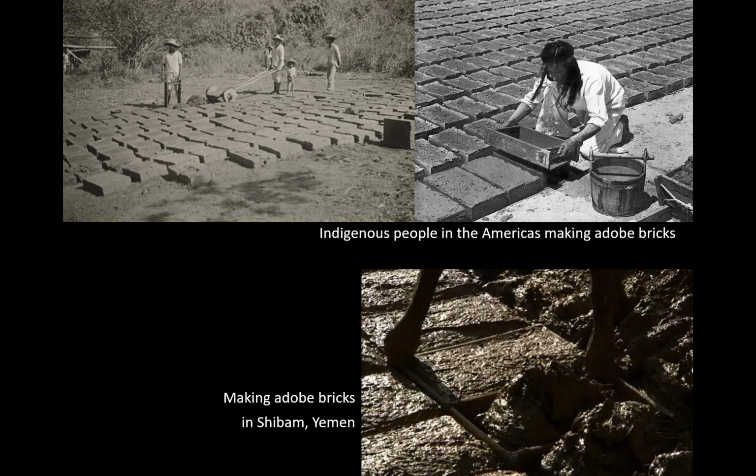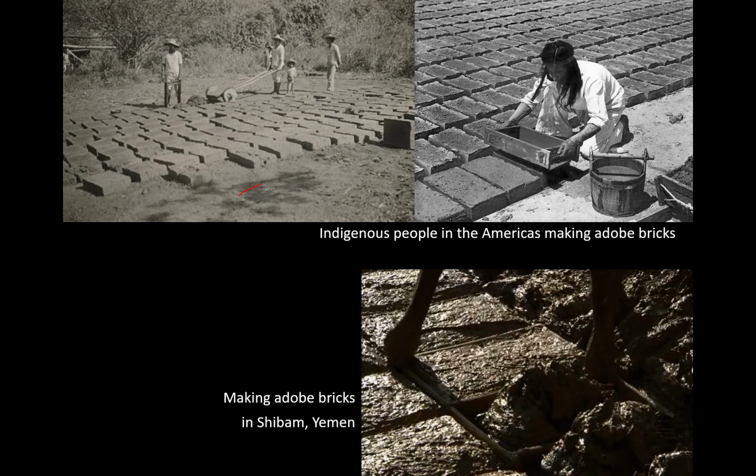This is people from the Americas making adobe bricks. You can see they're using a wood form here. And they're made just on the natural smooth dirt surface. And the form is removed after a little bit of time, and then the bricks are allowed to bake in the sun and completely dry.